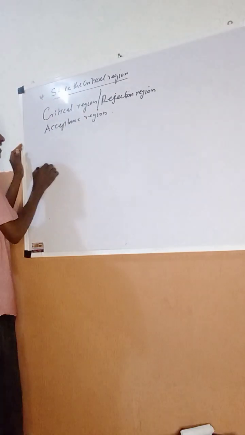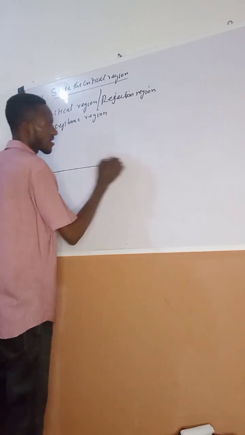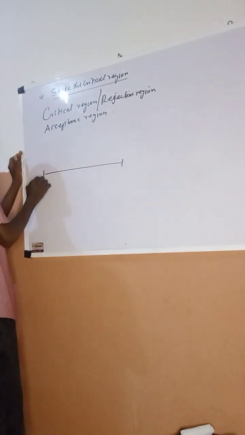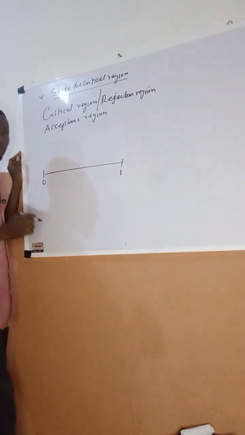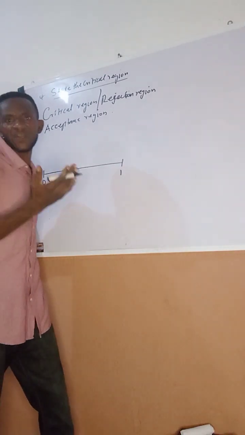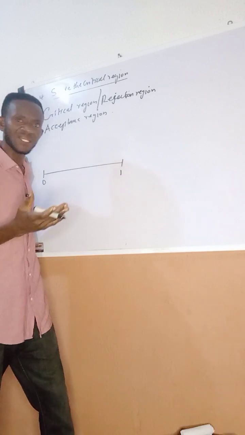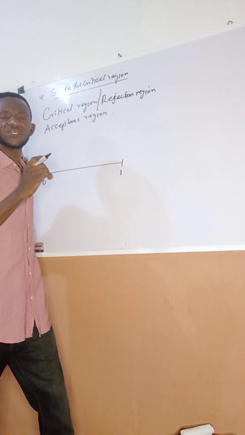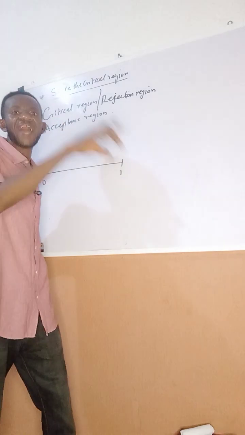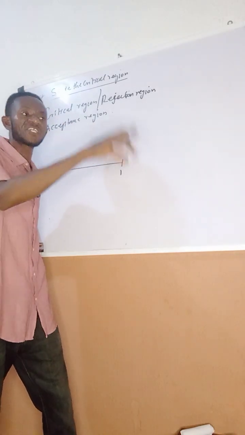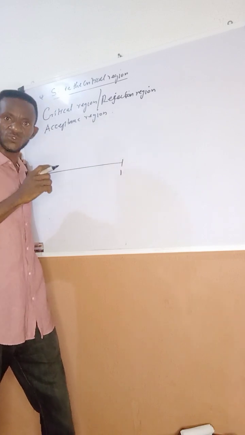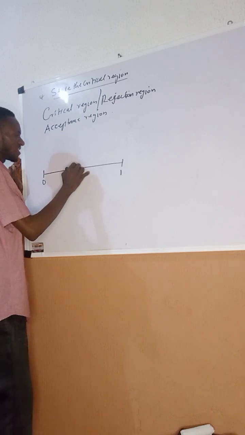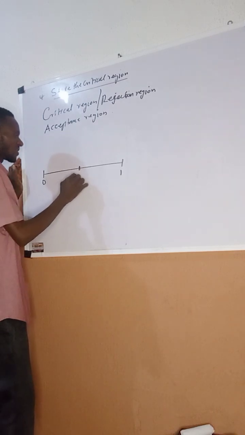So I can draw a line this way, and then I have something like this and something like this. Here is my 0, here is my 1. For instance, that manufacturer made a claim, and the claim that the manufacturer made is that the proportion of defective items in his commodity or in his product is 1/2, which is 0.5. Then you come to the center of this and you have 0.5.